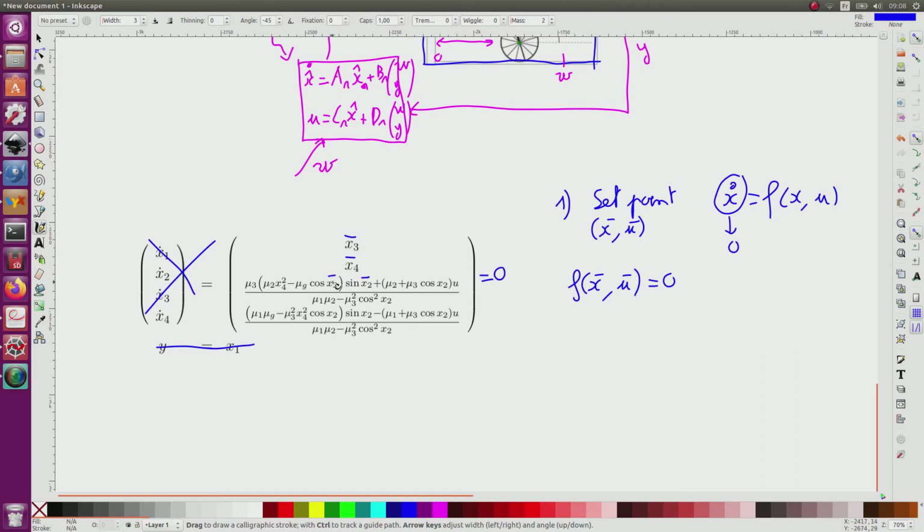So first, due to this, I know that x3 bar is equal to 0. So I have x3 bar equal to 0. I have also x4 bar equal to 0. So I have some simplification. This is equal to 0. This is equal to 0.